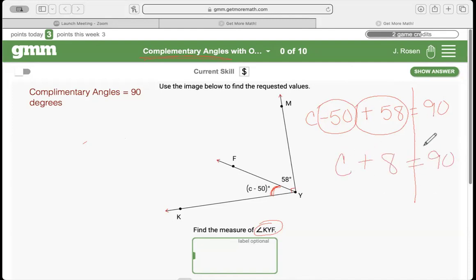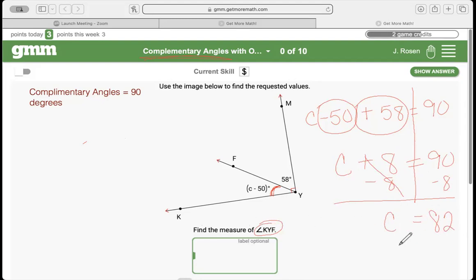And now we're just down to a one-step equation, which hopefully we know to get rid of a positive 8, I have to subtract it, right? So we're going to subtract 8 on both sides of the equation. Remember, whenever you go across the bridge of the equal sign, sometimes we call it a bridge, then you have to do the opposite of what it says. So 90 minus 8 is 82. So C equals 82.